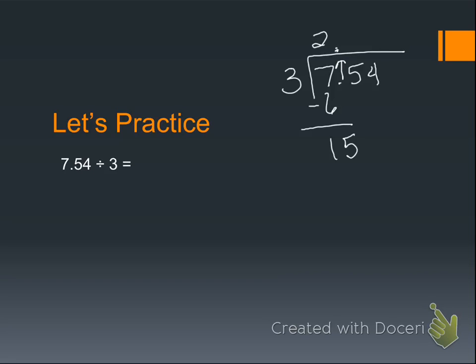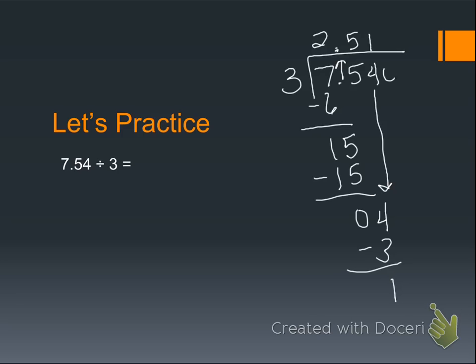I'm going to bring down my 5. 15 divided by 3 is 5. 5 times 3 is 15. Subtract and we have nothing. Now this does not mean that we are done. Sometimes kids stop here, and that's not the case. We need to bring down this 4. 4 divided by 3 is 1. 1 times 3 is 3. Subtract and I have 1 left over.